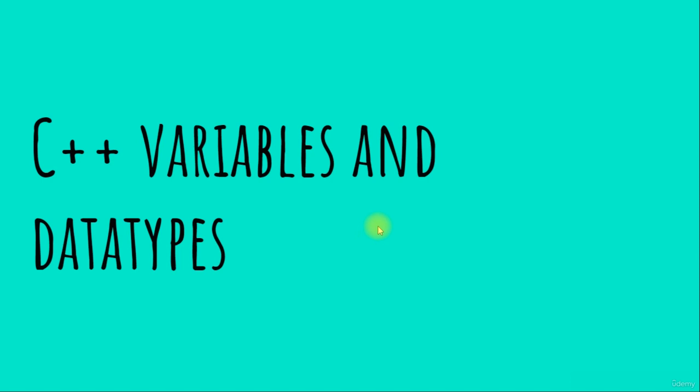Variables and data types, with topics like strings, character type variables, booleans, integers, floats, etc., have been covered in detail in this section.